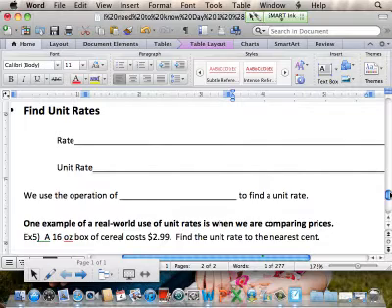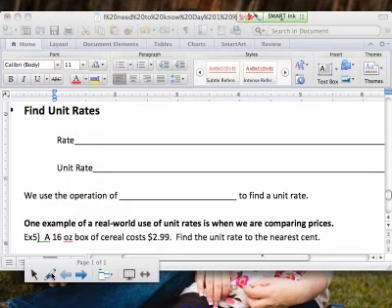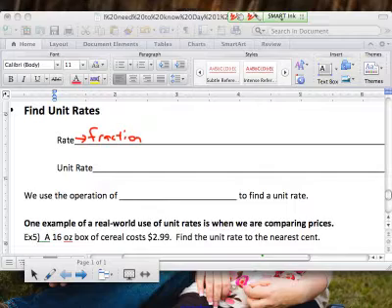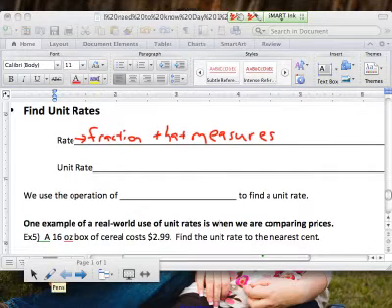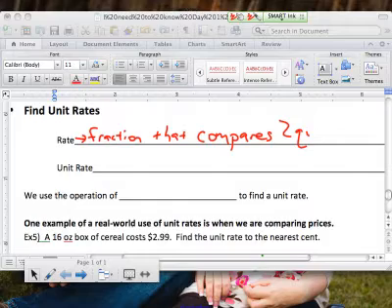So let me write that out. A rate is a fraction that compares two quantities measured in different units.